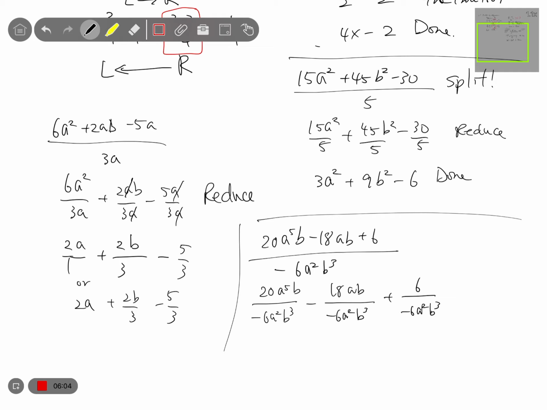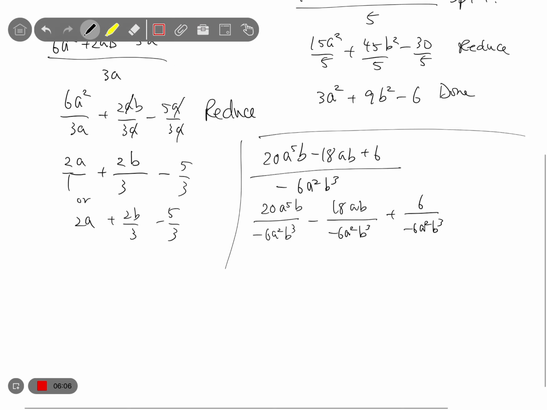All right, now I'm going to try to make this look a little nicer. So I'm going to reduce the first fraction. I'm going to put a negative in the front. I don't like the negative on the bottom to begin with, but I'm going to put it in the front. That's legit. Now let's try to reduce the fraction. 20 over 6: 2 goes into 20, 2 goes into 6. That is 10 over 3.